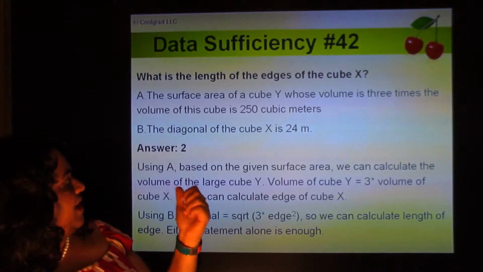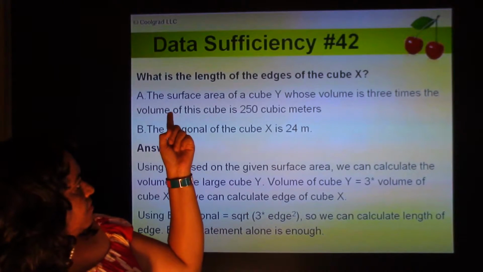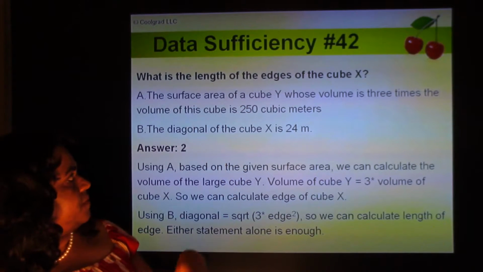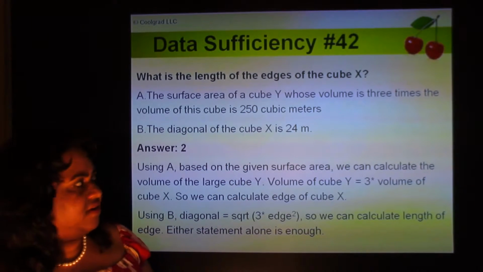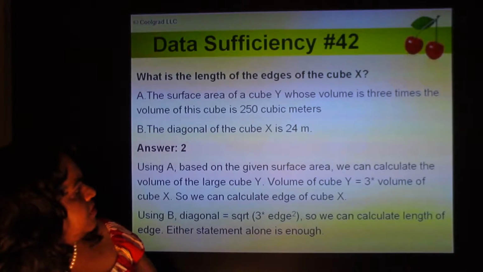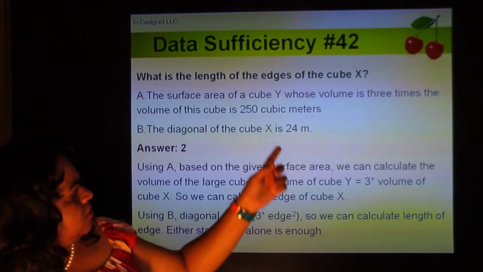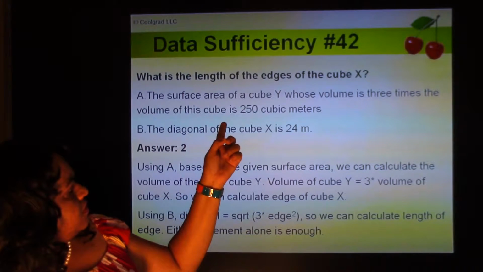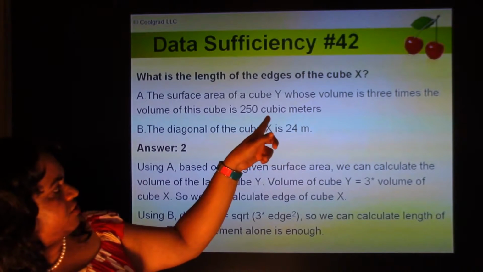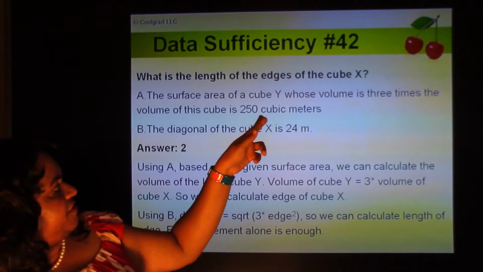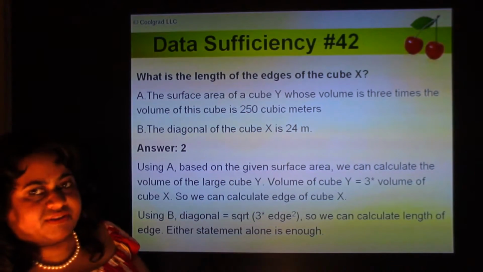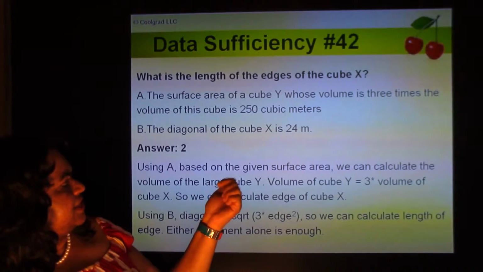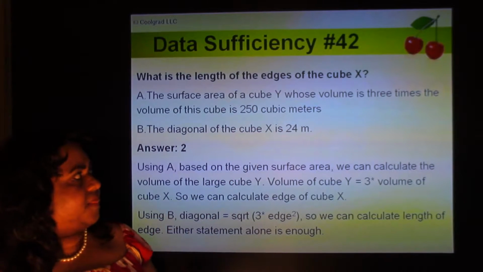So using statement A alone, the surface area of a cube Y, let's say it has a side y, will be 6y square, whose volume is 3 times the volume of this cube, is 250 square meters. Sorry, it's not cubic meters, square meters. We're talking about surface area. Surface area is 250 square meters. That's what it says. So 6 times y square is 250.